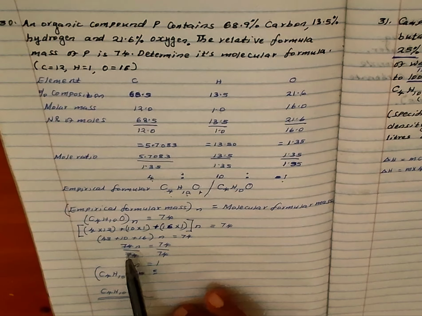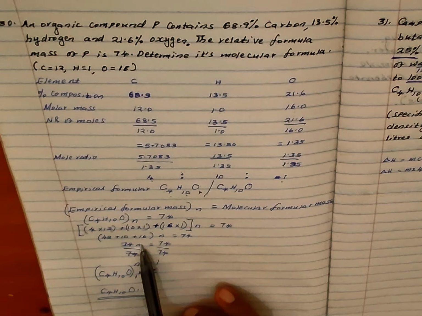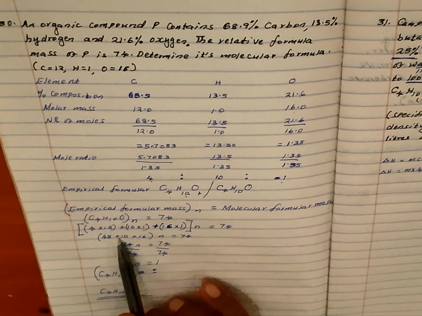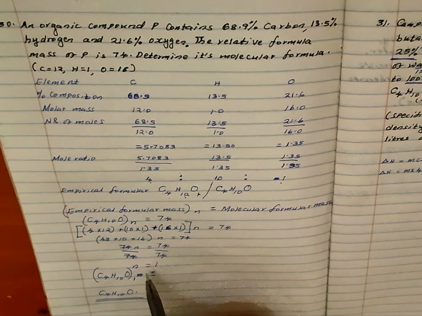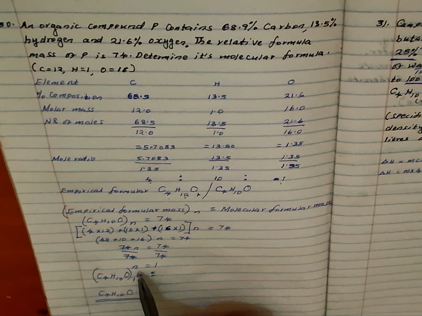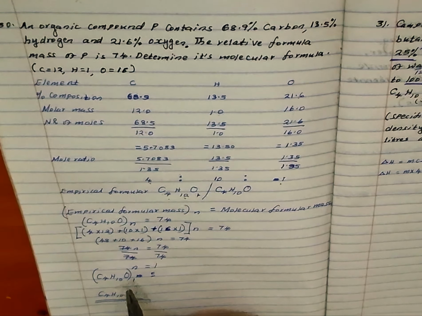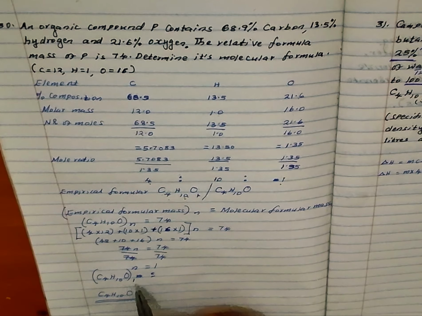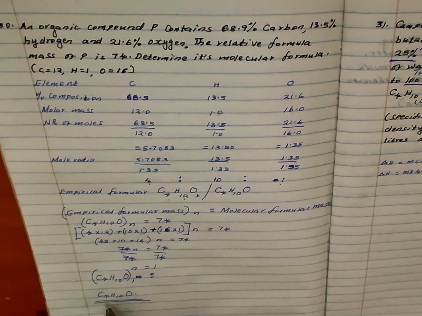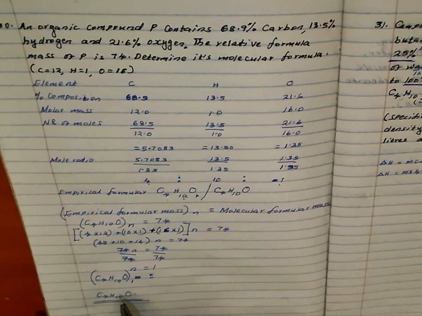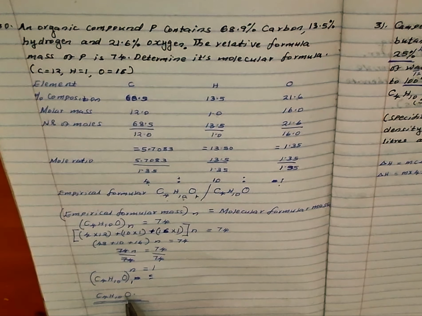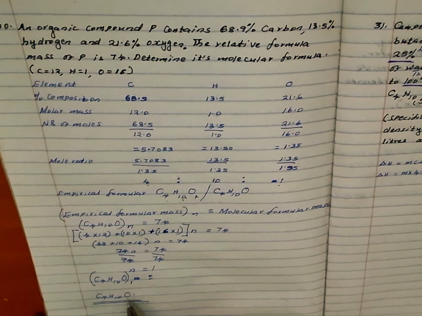So when you work it out, the total of this is 74 times N, we get 74N, which should give us 74. We divide by 74, so N is equal to 1. So we write the empirical formula, multiplied by 1. So the answer is C4H10O. So for this compound, the empirical formula and the molecular formula are the same.